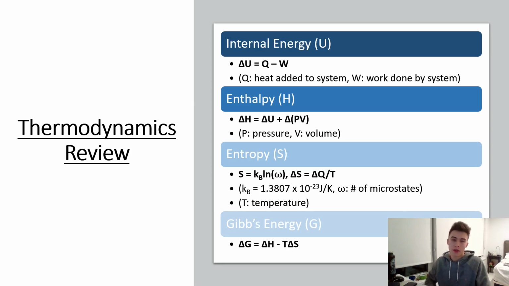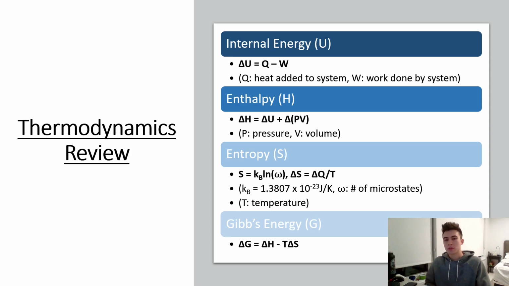Now starting off with thermodynamics review, starting with internal energy U, we have that the change in internal energy is equal to the heat added to the system minus the work done by the system. The enthalpy H: the change in enthalpy is equal to the change in internal energy plus the change in either pressure or volume times either pressure or volume.